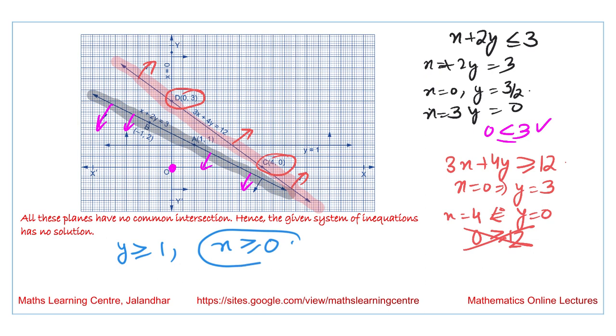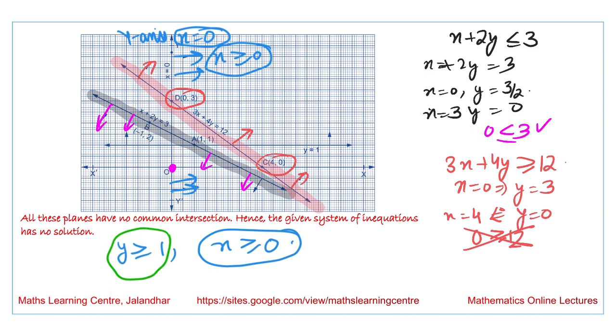So corresponding to x is greater than or equal to 0, we are saying this is the line x equal to 0, that is the y axis, and this is the portion on the right hand side of this line. This is the portion representing x is greater than or equal to 0. Corresponding to y is greater than or equal to 1, this is the line y is equal to 1, and the portion above this line will represent the region y is greater than or equal to 1.